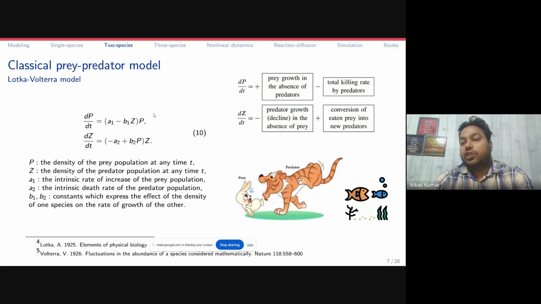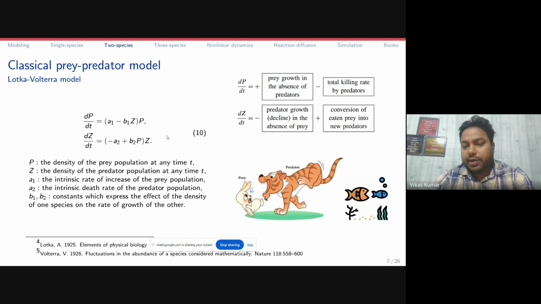And if the predator population consumes prey, then of course it impacts the biomass of the predator also. That's why, due to this B1ZP term, there should be an increment in the Z population, that means the predator population. As you can see here in the second equation, we have B2ZP. This is a biomass conversion: the predator eats prey, and this biomass is converted into predator. So it works like a growth. And of course, there should be some death rate, so there is a death rate A2 for the predator population. So this was the first prey predator model. We can say it is the classical prey predator model proposed by Lotka and Volterra in 1925.